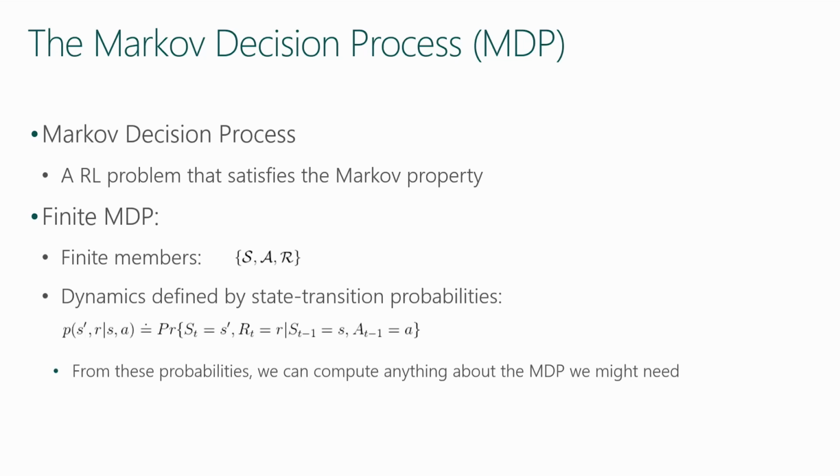And from these probabilities, we can compute anything about the MDP we might need to know, including just the probability of S prime or just the probability of the reward.